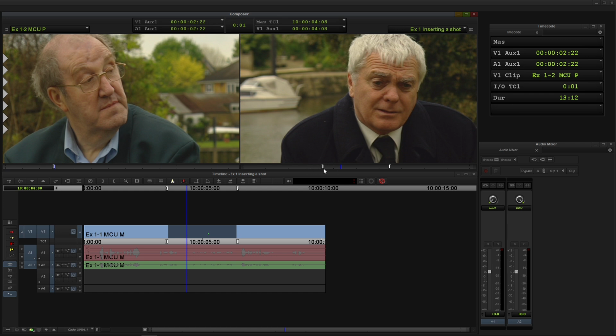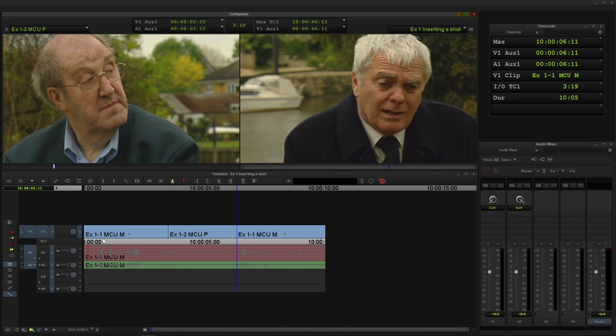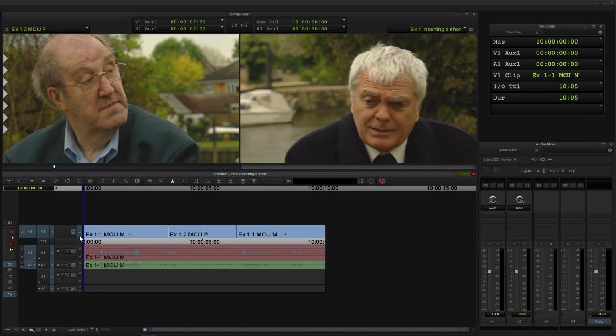I've got an in and an out on the sequence, vision only, and I've got an in on the source of this other shot, this Phillips shot. So if I push overwrite, it will go in. We can now have a look at the result.